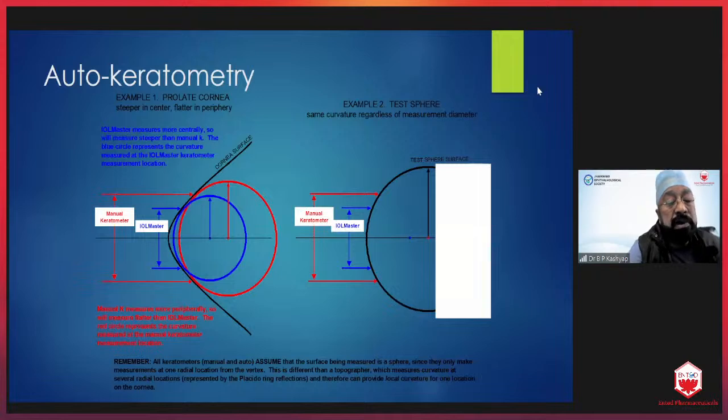Now, if you're using a manual keratometer, it takes the measurement at approximately 4 to 4.5 millimeters from the center, and the optical one takes 2.5 to 3 millimeters. So if you're taking only optical, you can expect a little steeper cornea. And if you're using the manual one, you can expect a flatter one.